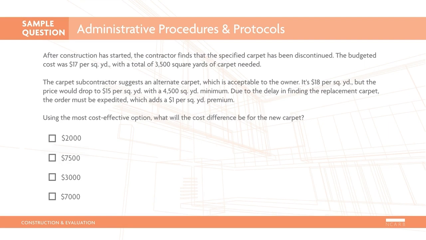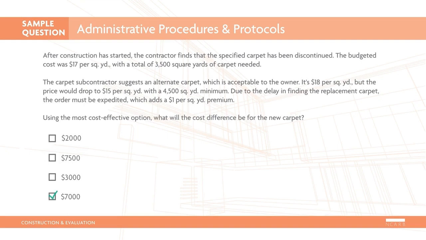After construction has started, the contractor finds that the specified carpet has been discontinued. The budget cost was $17 per square yard, with a total of 3,500 square yards of carpet needed. The carpet subcontractor suggests an alternate carpet, which is acceptable to the owner. It's $18 per square yard, but the price would drop to $15 per square yard with a 4,500 square yard minimum. Due to the delay in finding the replacement carpet, the order must be expedited, which adds a $1 per square yard premium. Using the most cost-effective option, what will the cost difference be for the new carpet?